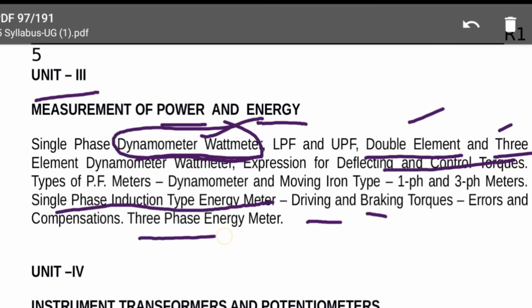When the energy consumption is more, the torque will increase. It rotates more. How the energy meter works? 3-phase energy meter is nothing but 3-element energy meter or 2-element energy meter. A common spindle will be connected.